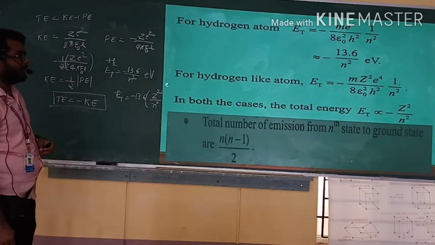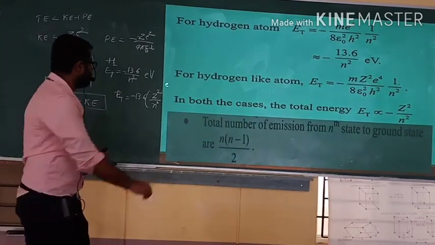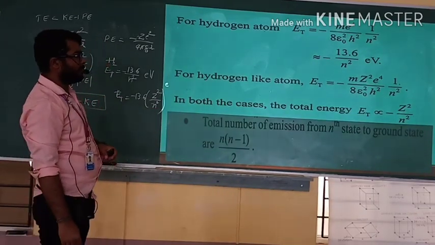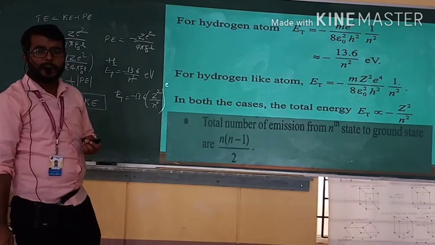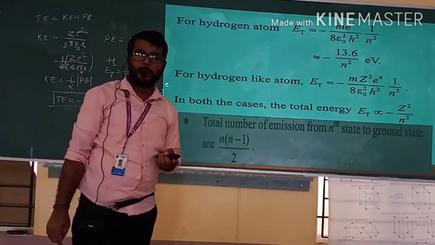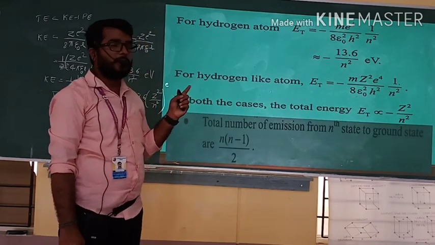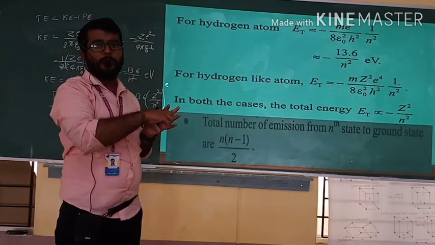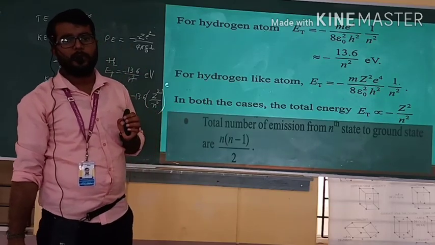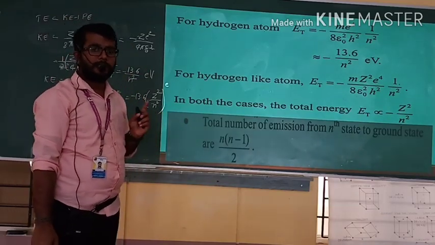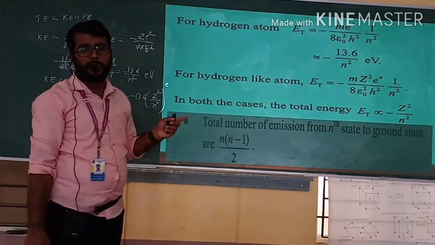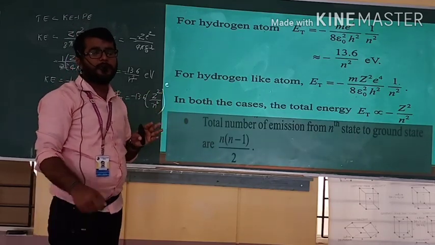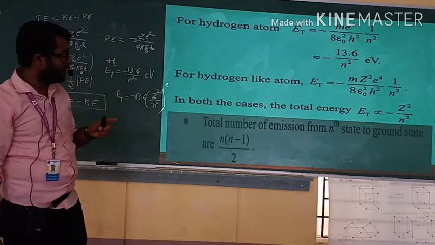So in both cases the total energy is given by this equation: E total is proportional to minus Z square divided by n square. This negative sign indicates that the electron is bound to the nucleus. That means, to eject the electron from the hydrogen nucleus, you must supply that amount of energy. Only if that amount of energy is supplied will the electron be emitted from that surface.